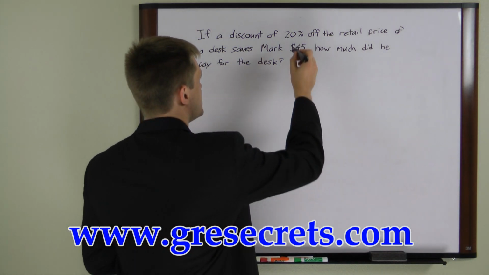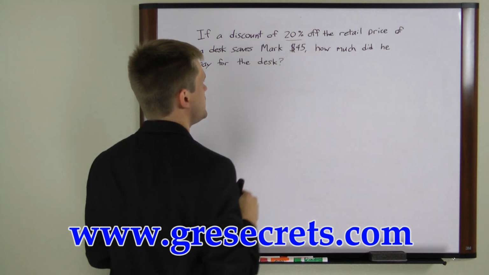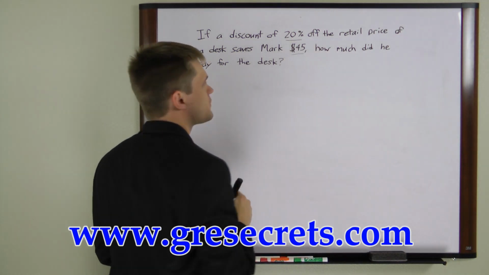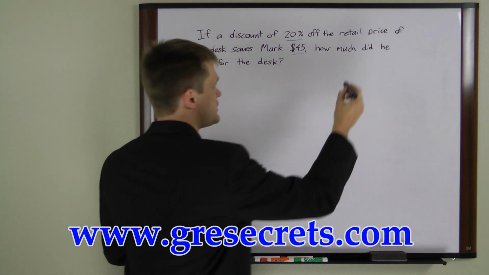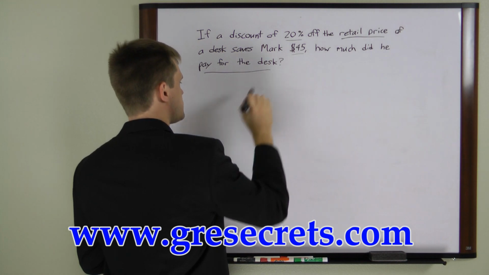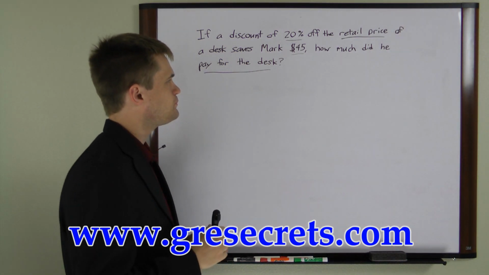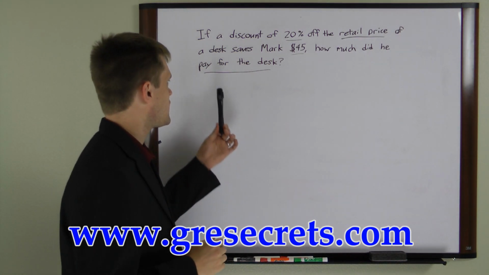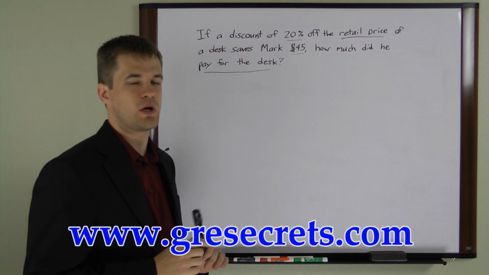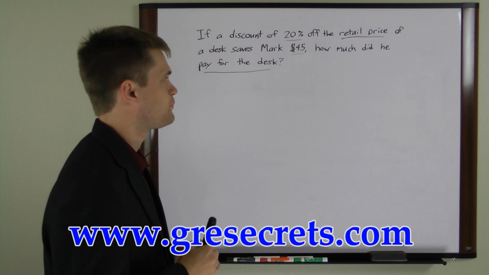It tells us that the discount percentage is 20% and the discount amount was $45. It also mentions the retail price and the sale price, or the price that was paid for the desk. Now, we can't find the sale price directly, but we can find it after finding the retail price. So let's write an equation for the retail price.